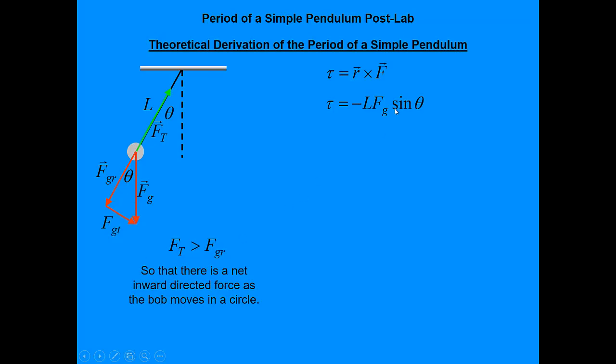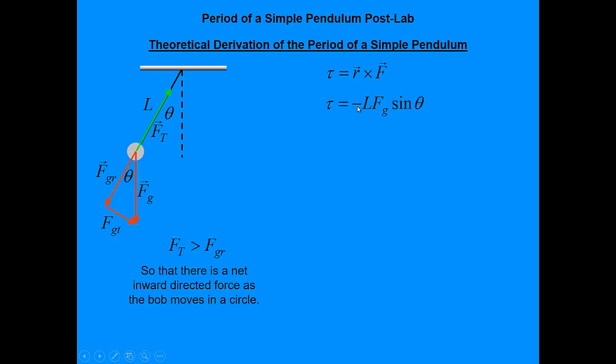Do you notice that F of G sine theta is really F of GT? See that little right triangle right here? Hypotenuse times the sine of the angle is the length of the opposite side. So if we want to make it the perpendicular kind of thing, R is L, and this is the part of the force which is perpendicular to R. So a couple different ways for you to figure out why this is that.